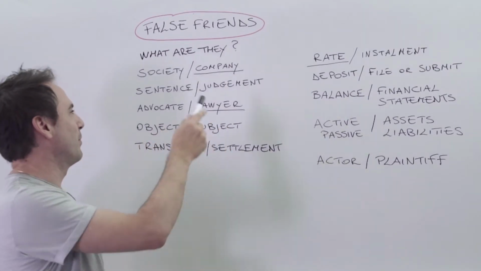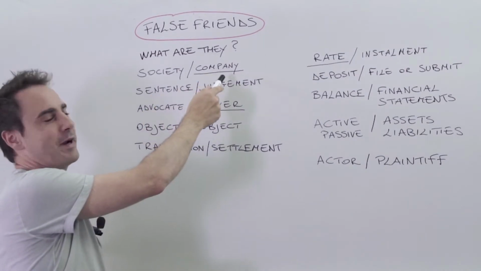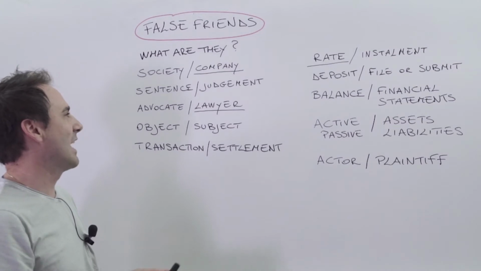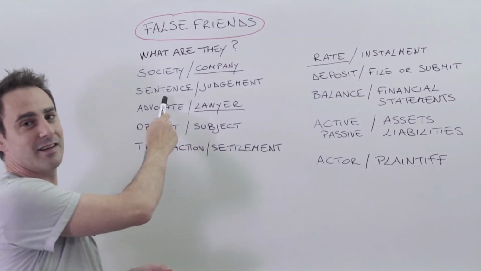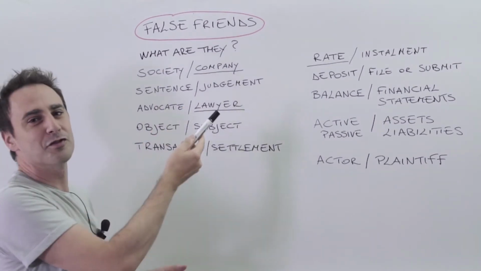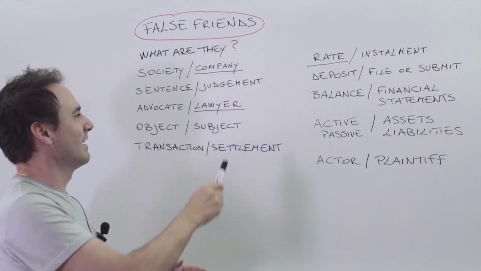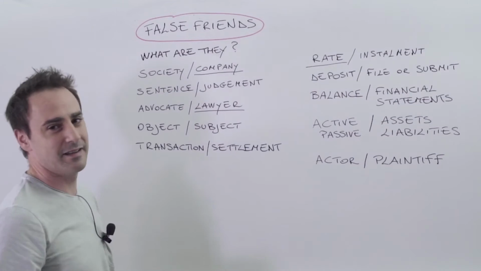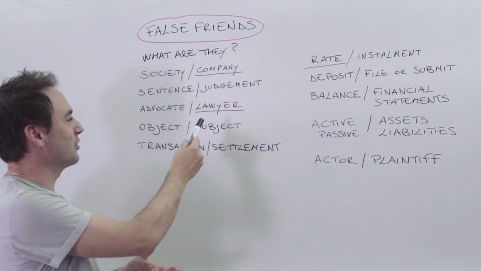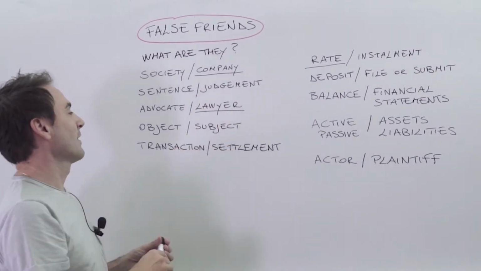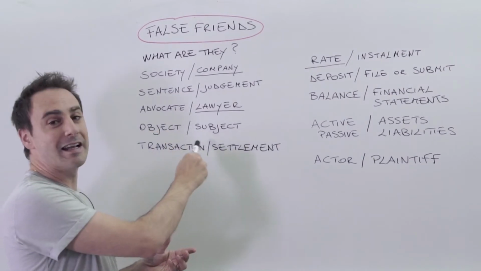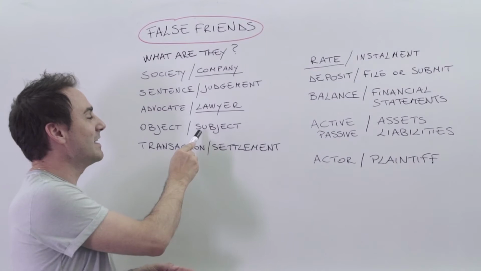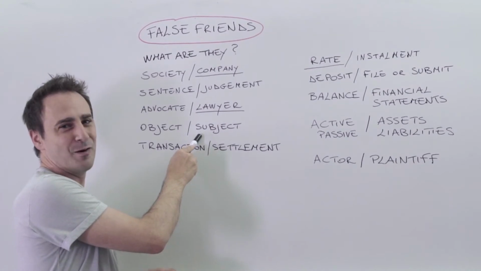Here are a few examples. Society, company. This is the right word for società commerciale. Sentence obviously refers to a phrase in grammar, has nothing to do with a sentenza, which is judgment. Of course, the profession is lawyer.